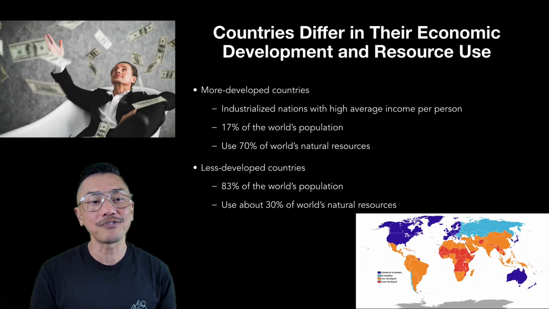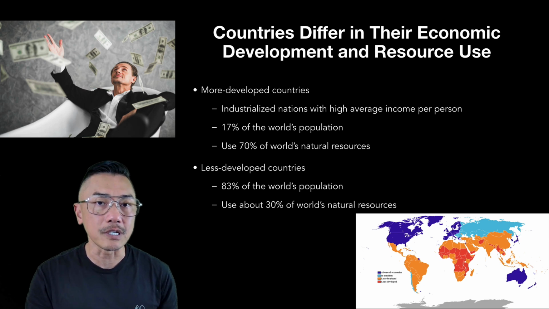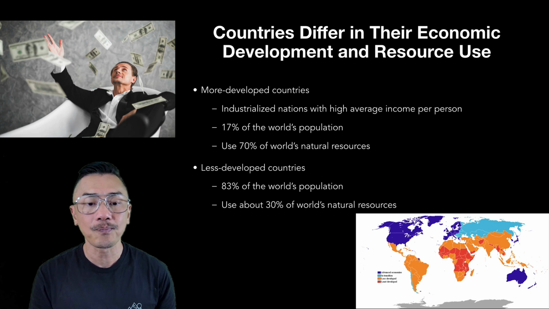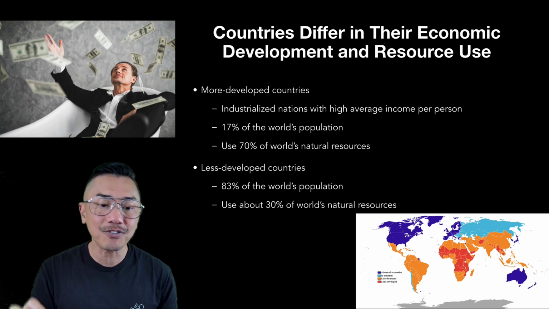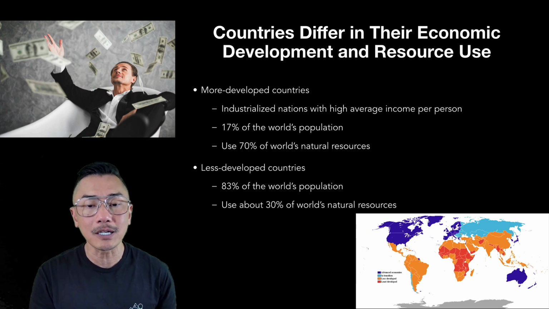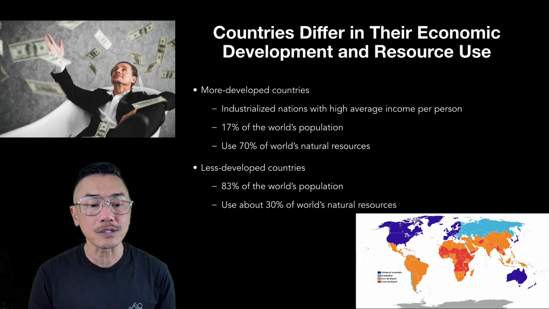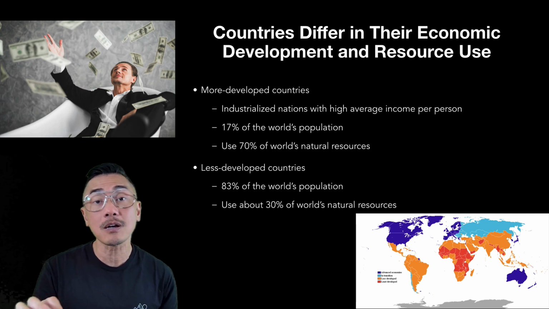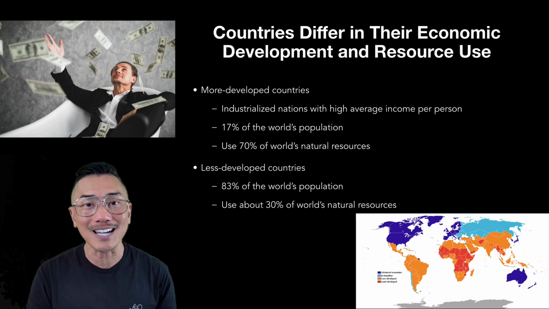Countries around the world differ in their economic development and resource use. More developed countries, or MDCs, like the United States, the European countries, and Japan, are industrialized nations with high average incomes and make up only 17% of the world's population. Yet, they use 70% of the world's natural resources. If everyone consumed resources at the rate of the average American, for example, we would need 5 Earths to sustain our current lifestyle.